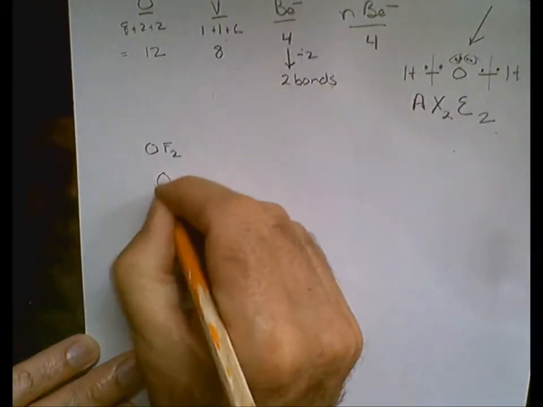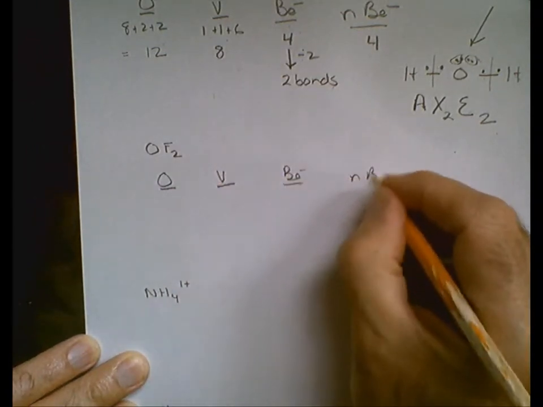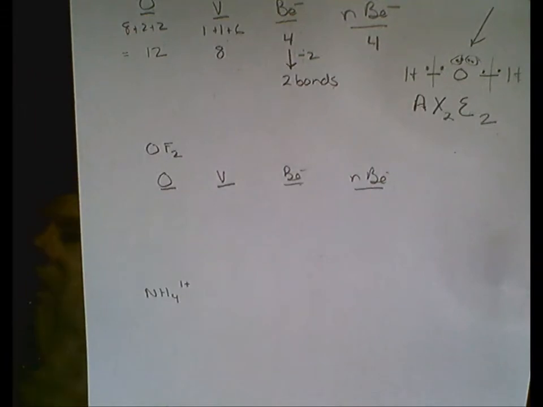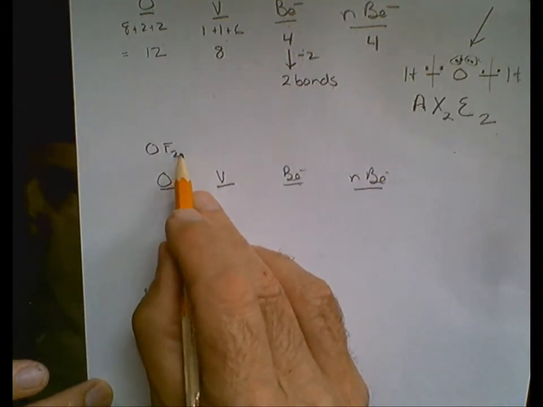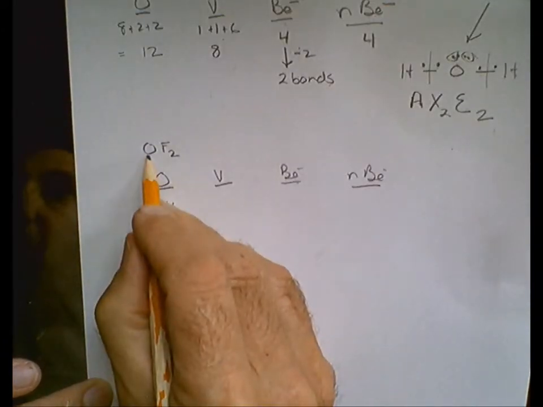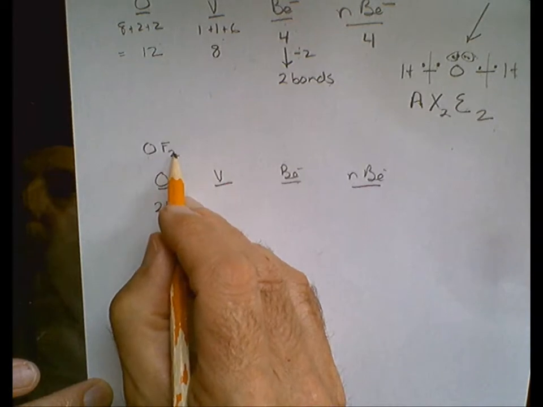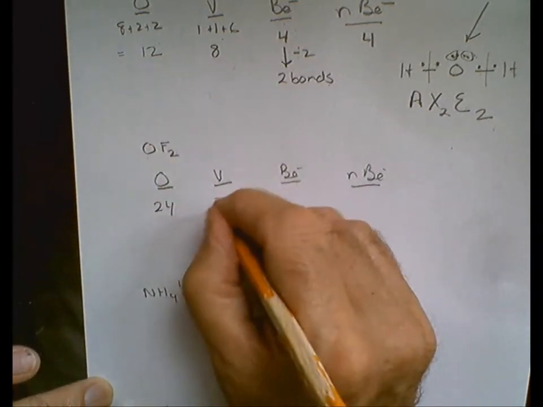Let's do OF2. I said we would do 4 of these. This is all repetition. I said every element gets an 8. 8, 8, and 8 is 24. Oxygen's in the 6th column, fluorine's in the 7th. 7, 7, 6 is 20.